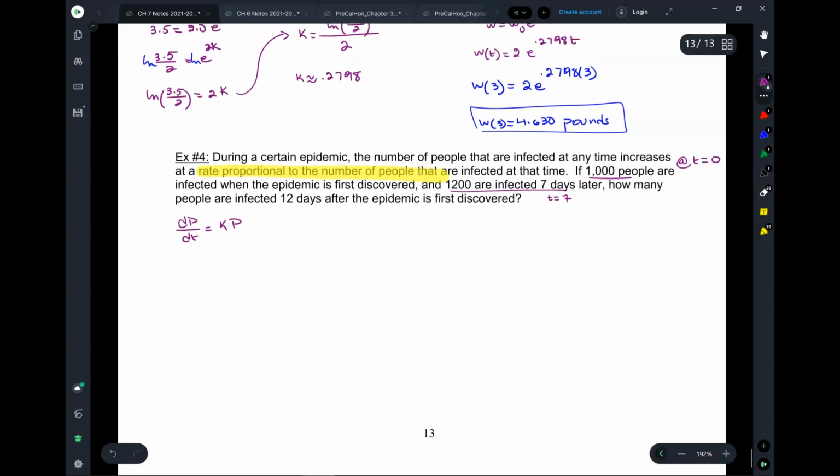So, same sort of situation. This implies P equals P naught e to the kt. So final 1,200 equals initial 1,000 e to the k times 7. Dividing, we get 1.2 is equal to e to the 7k. ln of 1.2 is 7k. So k is ln of 1.2 over 7.